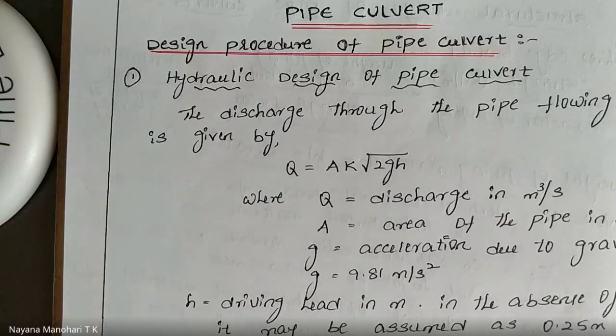There are two types of culverts. The first one is the pipe culvert and the second one is the box culvert. For your syllabus, you are going to learn the design of both the pipe culvert as well as the box culvert. First, I am going to deal with the pipe culvert.